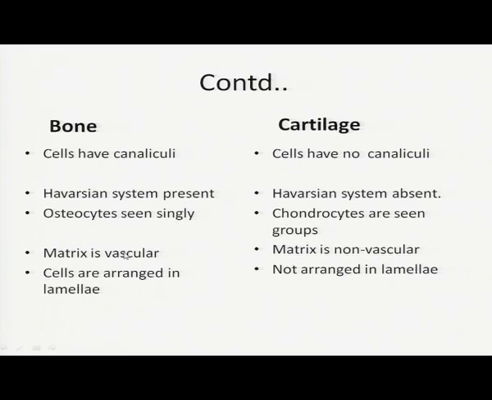The matrix is vascularized in the case of bone, and it is non-vascular in the case of cartilage. Cells are arranged in lamellae, definite concentric rings, in bone, and here they are not arranged in lamellae. Cells are not arranged in any concentric pattern. The outer covering of the bone is known as periosteum, and in cartilage it is known as perichondrium.